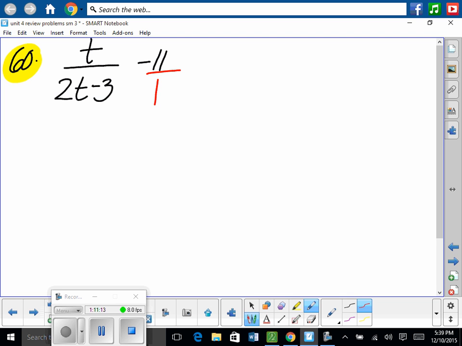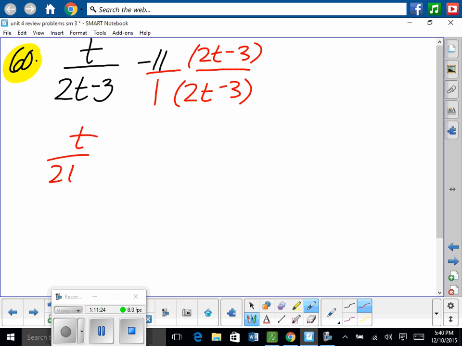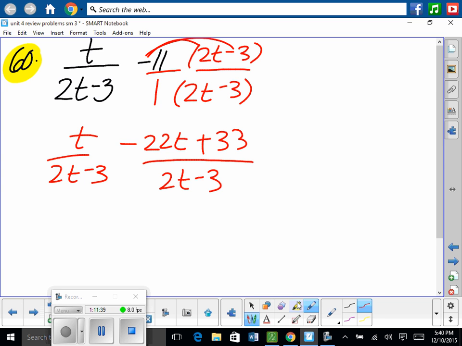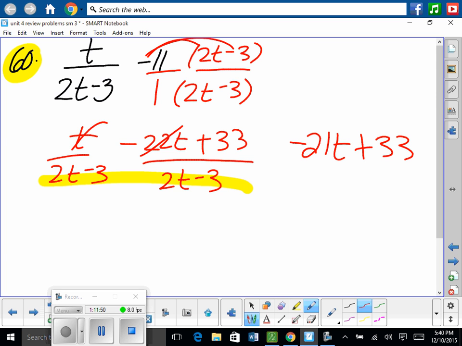Okay, common denominator. This is technically a 1. So our common denominator is 2t minus 3. If you multiply that by the bottom, you multiply that by the top. So we have a t on top and 2t minus 3. And then I'm going to distribute negative 11 through, so negative 22 t's. Negative 11 times negative 3, you've got to distribute the negative through. That's positive 33. And then it's over 2t minus 3. Do you have a common denominator? Yes. So we can combine it into 1, combine like terms. 1t minus 22t's is negative 21t's, plus 33. And now we can have it all over the common denominator of 2t minus 3.